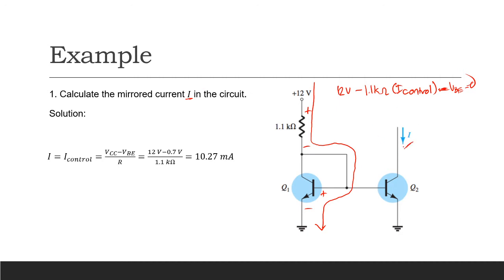But this is a current mirror circuit. So therefore, this current na I na to is also the current flowing here, which is your I control. And we can easily solve for the current at this side of the circuit. So, ang answer natin is 10.27 milliamperes.